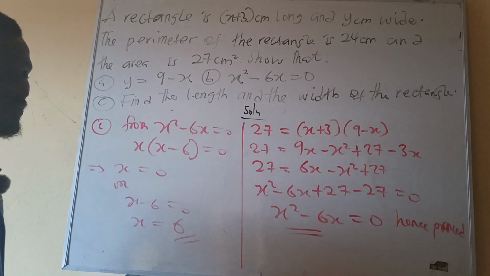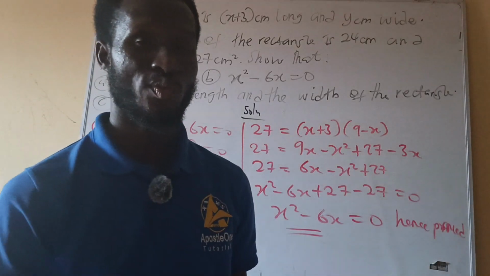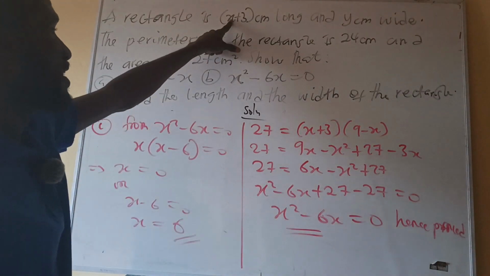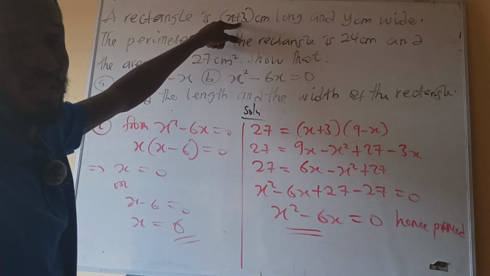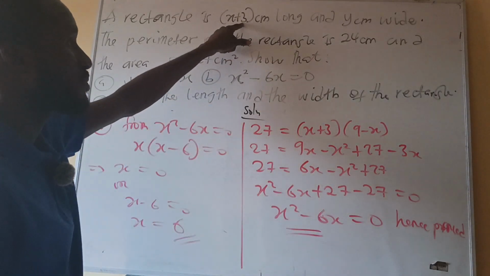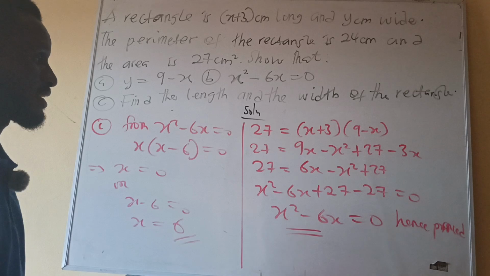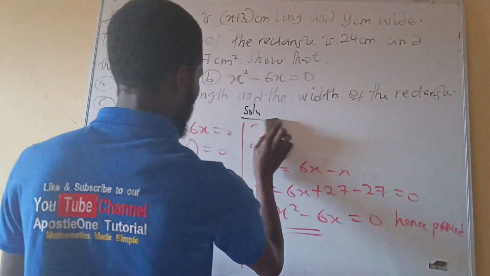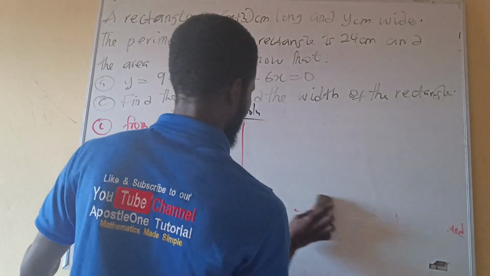6. Now, I'm getting two answers for the x, and they are all correct because when I use 0, the length will be 0 plus 3, which will give us 3. When I use 6, it will be 6 plus 3, which will give us 9. So with this, let me use both to get the answer.